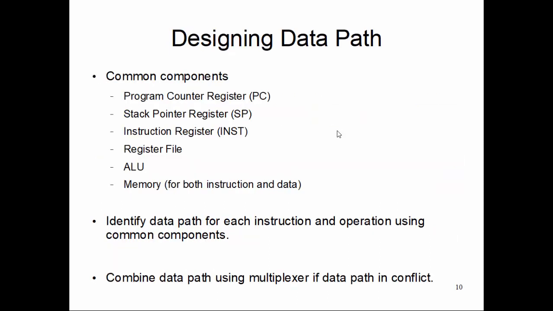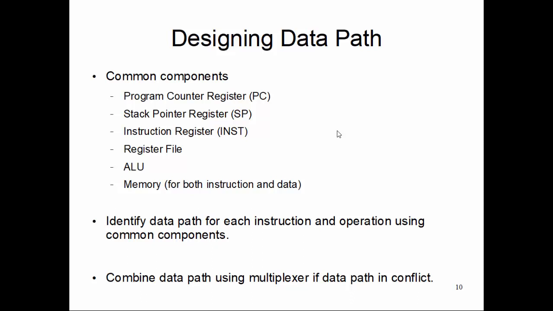The data path has a couple of components that are reused for different operations. One is the program counter. We know its purpose is to point to the next instruction to be fetched in the instruction fetch state. The stack pointer points to the stack part of the memory. The instruction register stores the instruction which is fetched during the instruction fetch stage. Then there are the register file, ALU, and memory. We kind of all know what their functionality is, as we have already been introduced to those components.